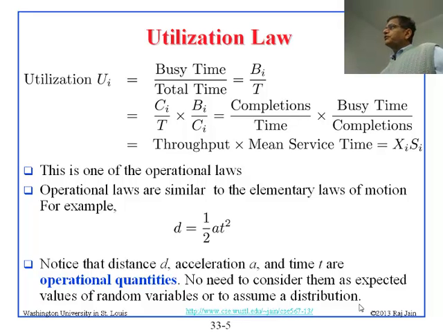So if you know the throughput of a system and you know the mean service time, you can calculate utilization. We will use the notation X_i for throughput and S_i for service time, where i is the ith device, because we might have many devices in a system. For the ith device, the service time is S_i and the throughput is X_i. If I know that, then I can calculate the utilization U_i for the ith device. And this is true regardless of any distribution, any independence or dependence. All you need to make sure is that you know the completions and the time, which you can measure.